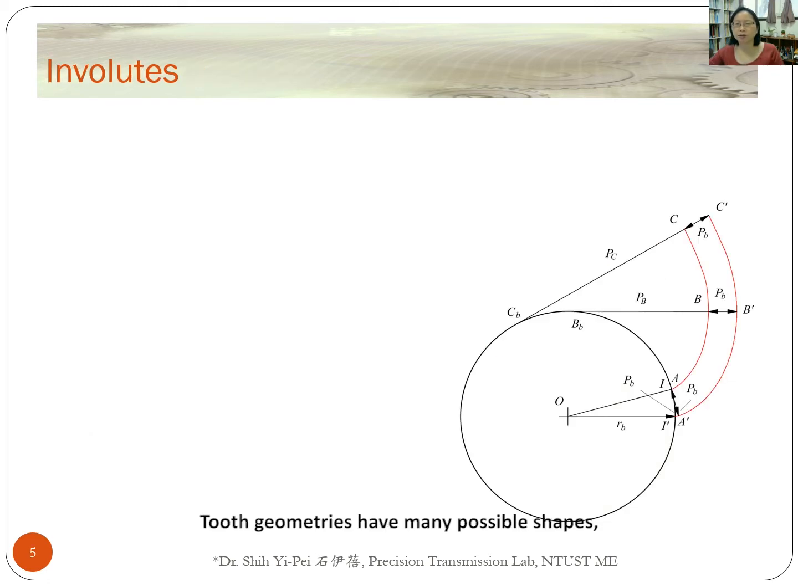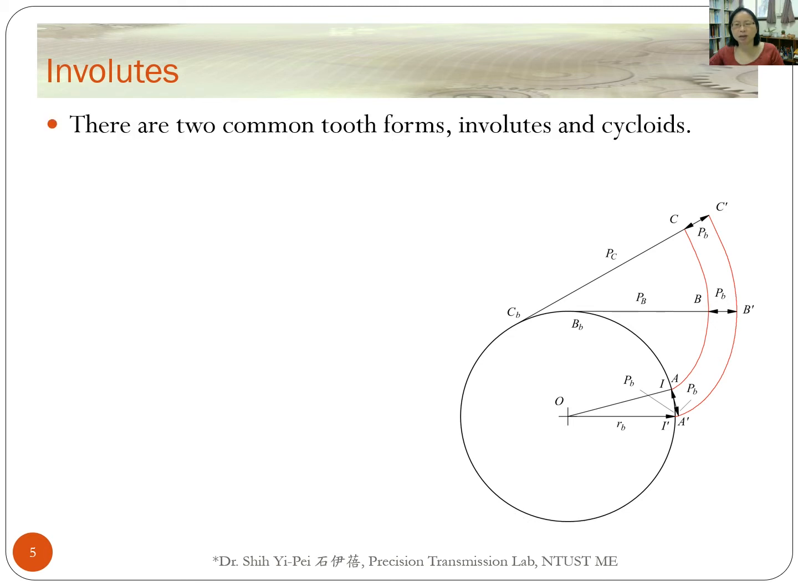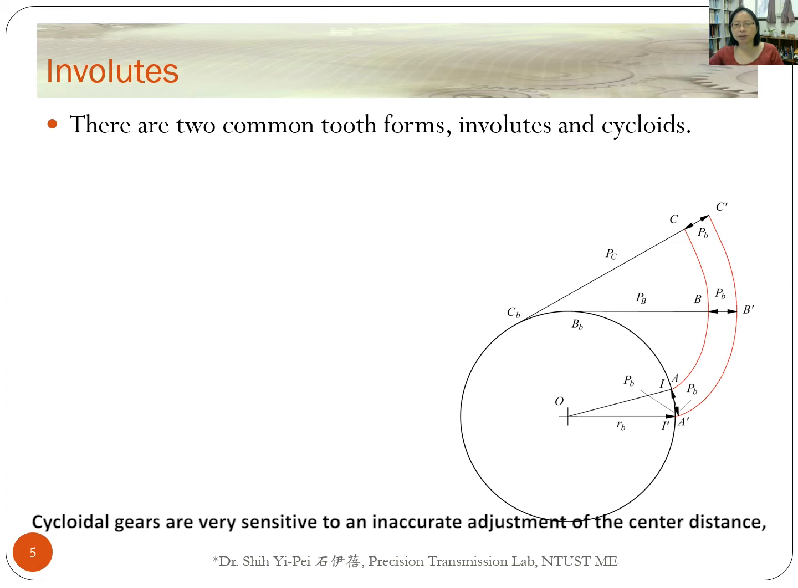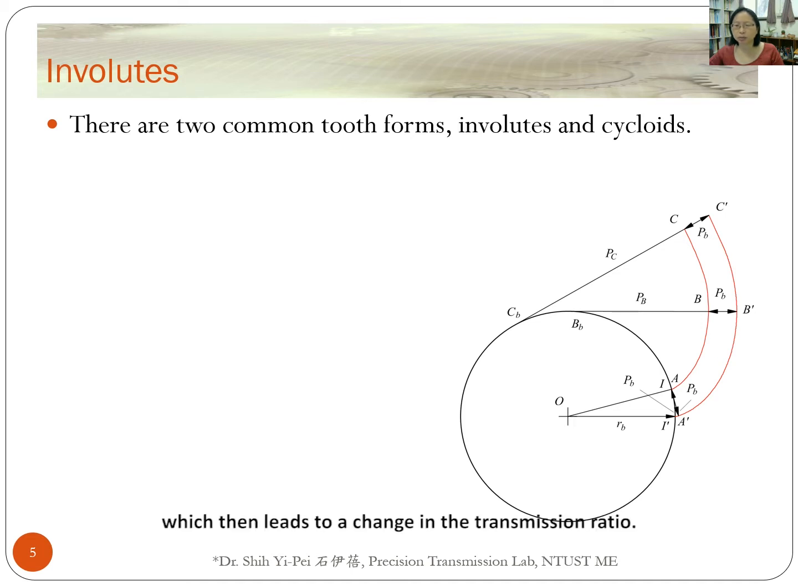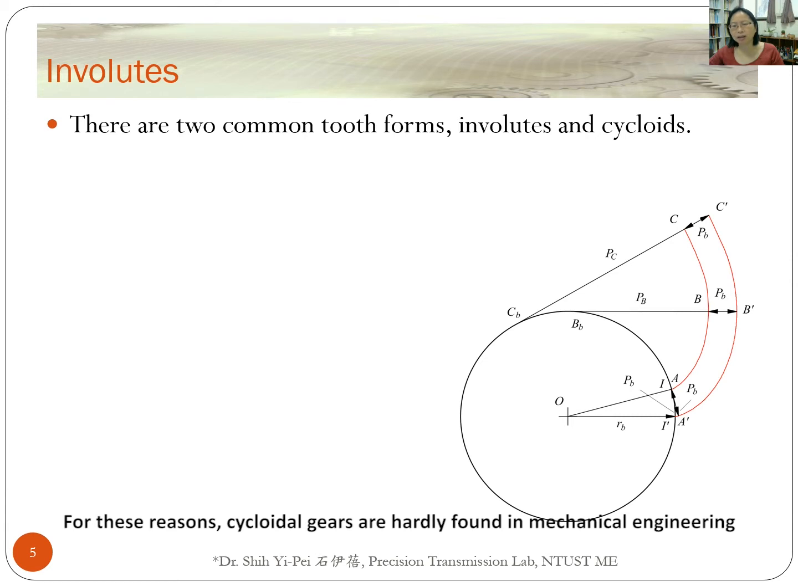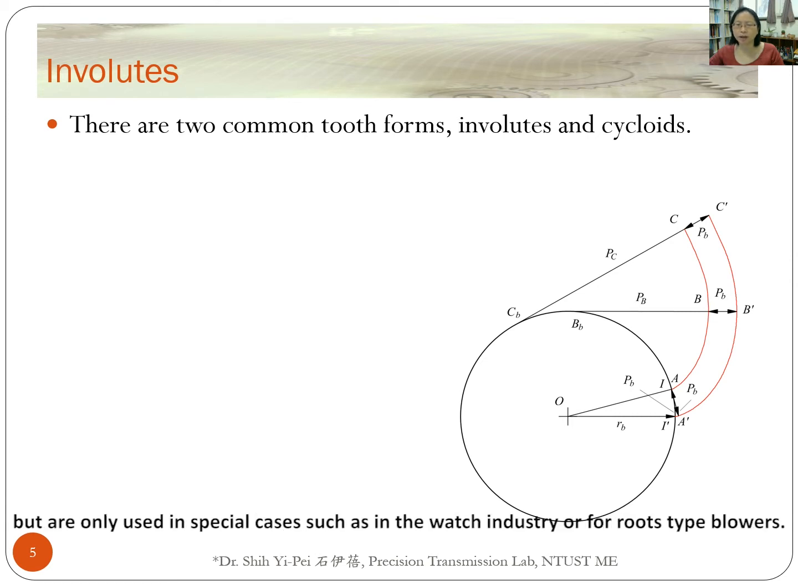Tooth geometries have many possible shapes. There are two common tooth forms, the involute and the cycloid tooth forms. Cycloid gears are very sensitive to an inaccurate adjustment of the center distance, which then leads to a change in the transmission ratio. For this reason, cycloid gears are hardly found in mechanical engineering, but are only used in special cases, such as in the watch industry or for Roots type blowers.